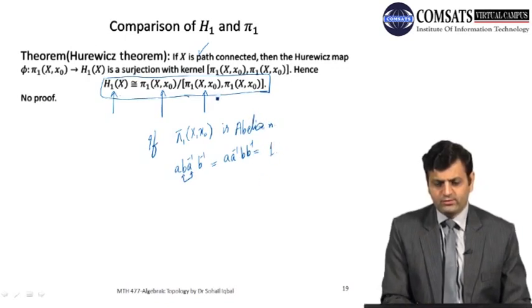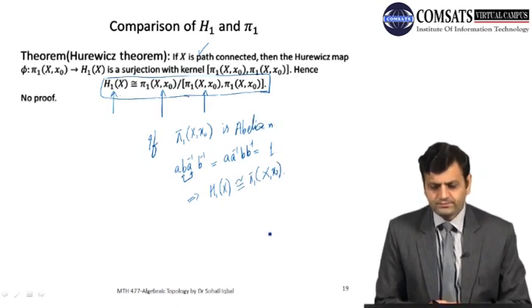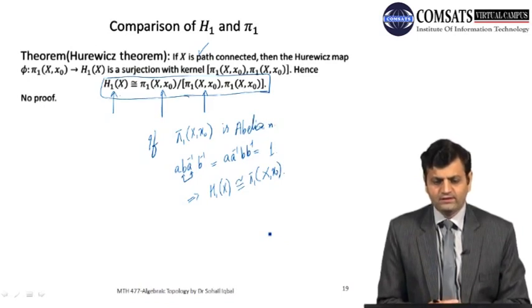So this commutator subgroup is trivial, and that's why if pi 1 of X is abelian, then the first homology group and the fundamental group pi 1 of x naught are equal. So that's one consequence. But in general, if pi 1 is not abelian, then there is this relationship.